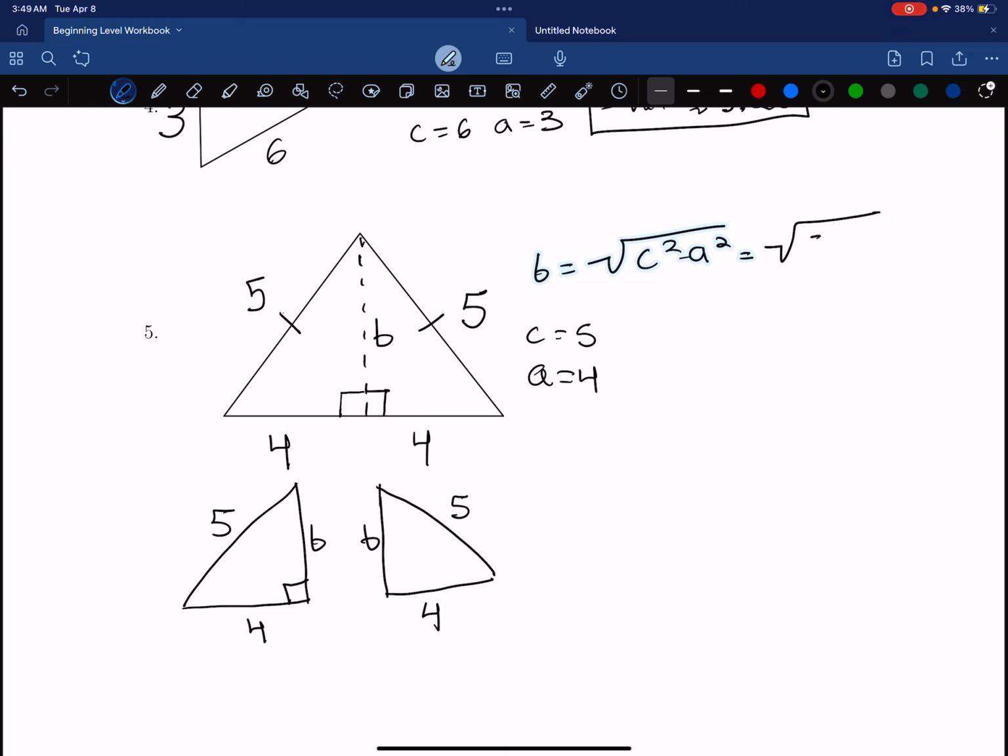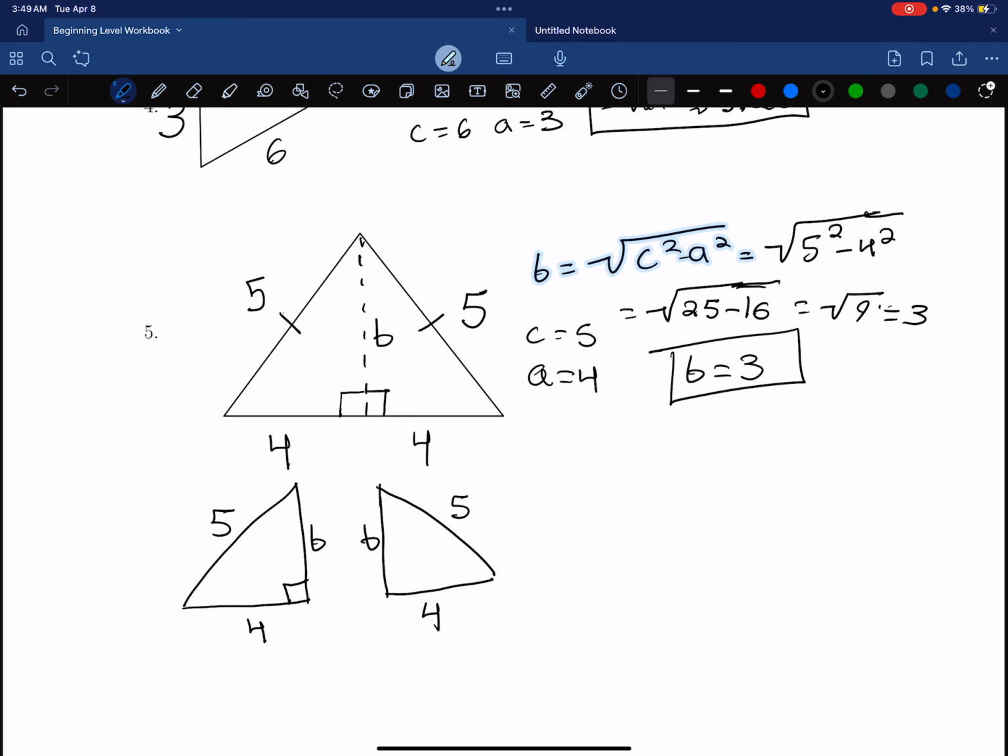So C squared is 5 squared, and then minus A squared, which is 4 squared. 5 squared is 25. 4 squared is 16. 25 minus 16 is the square root of 9. And square root of 9 is actually a perfect square because 3 squared equals 9. So therefore, square root of 9 equals 3. So, grand finale of the last example of Module 5: B equals 3. Congratulations, you have made it through one of the hardest units in this class.